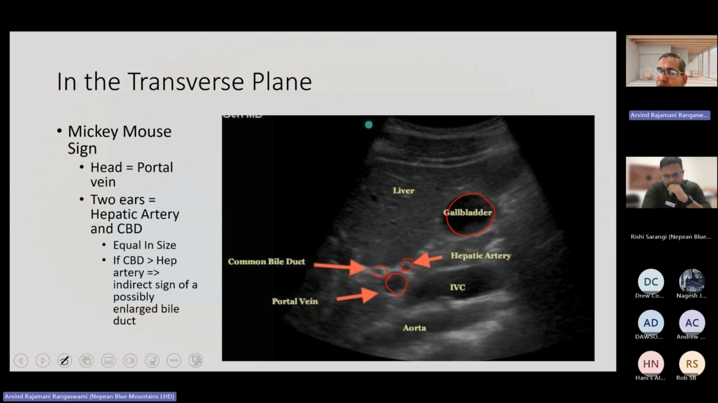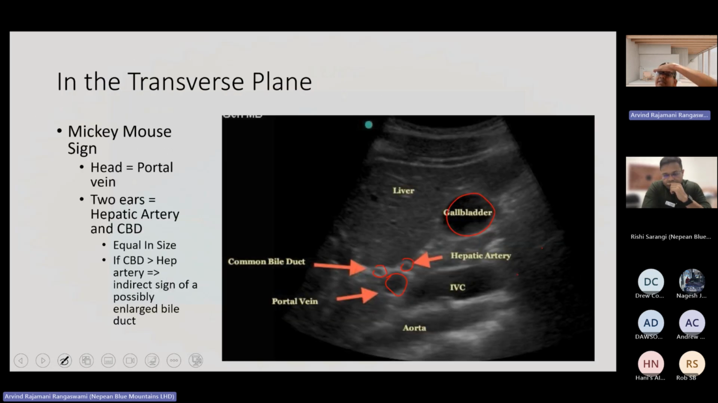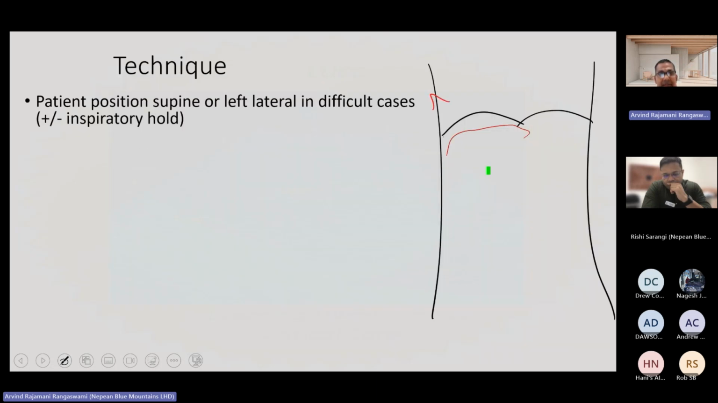I have to confess that I don't do this very often. For me, the longitudinal axis, the long axis, and the exclamation mark is what I really aim for. But the short axis, I'll tell you when I use the short axis in a minute.